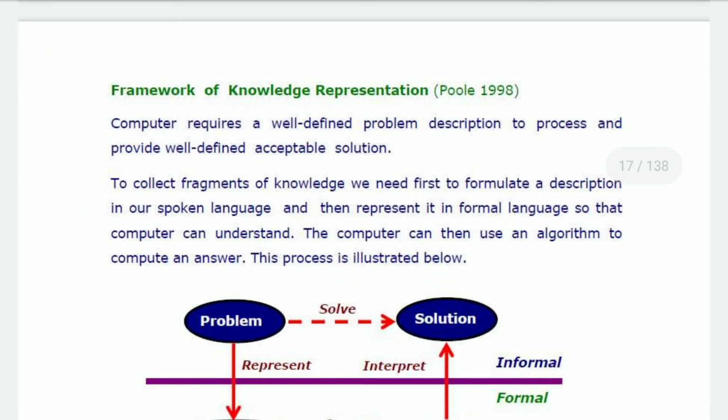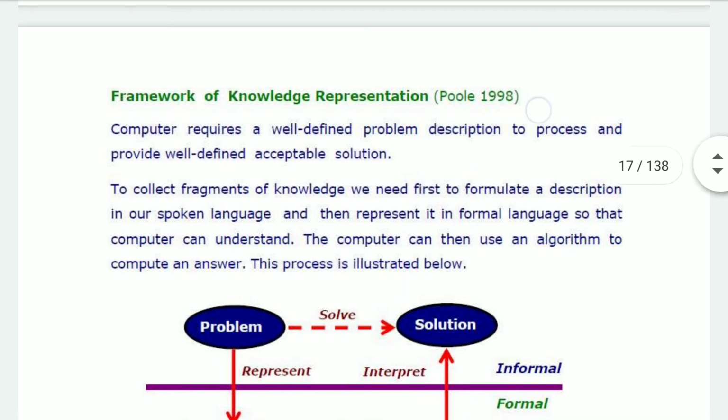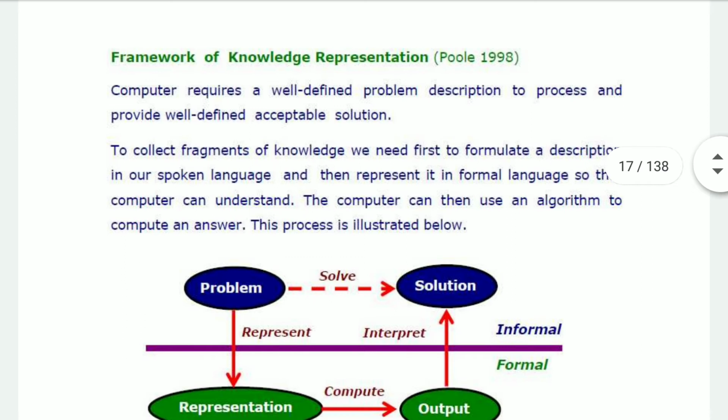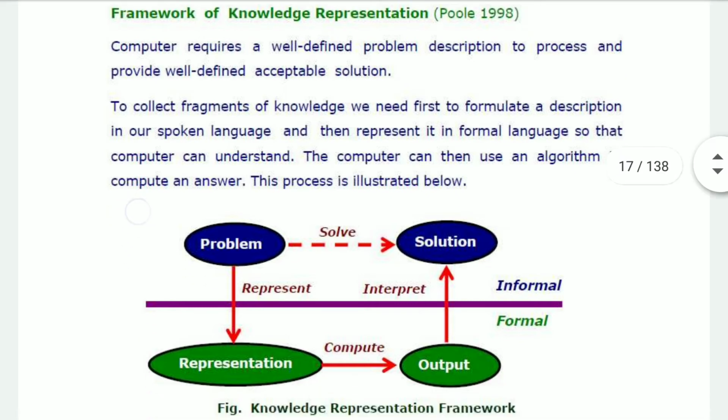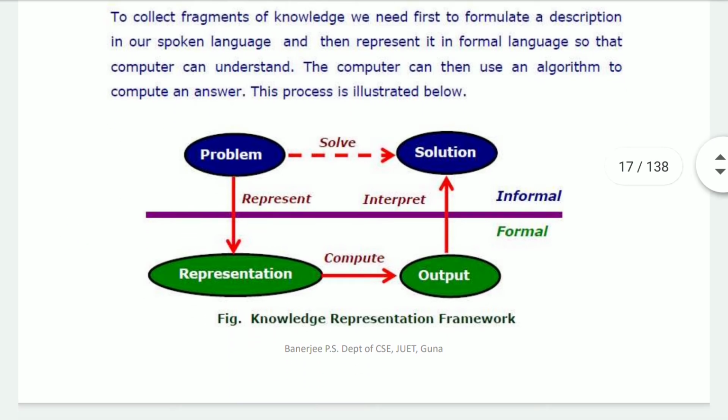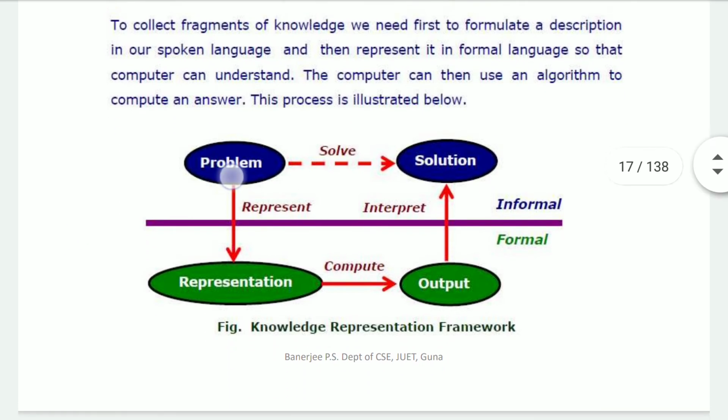Now comes the framework for knowledge representation. It was given by Poole in 1998. A computer generally requires a well-defined problem for solving it further, right? For doing so, we need to collect the information. The information can be gained in small fragments, or it can be processed from the spoken language itself and then represented in the form of a formal representation, so that it can be processed by the computer. Now this process can be illustrated by this diagram.